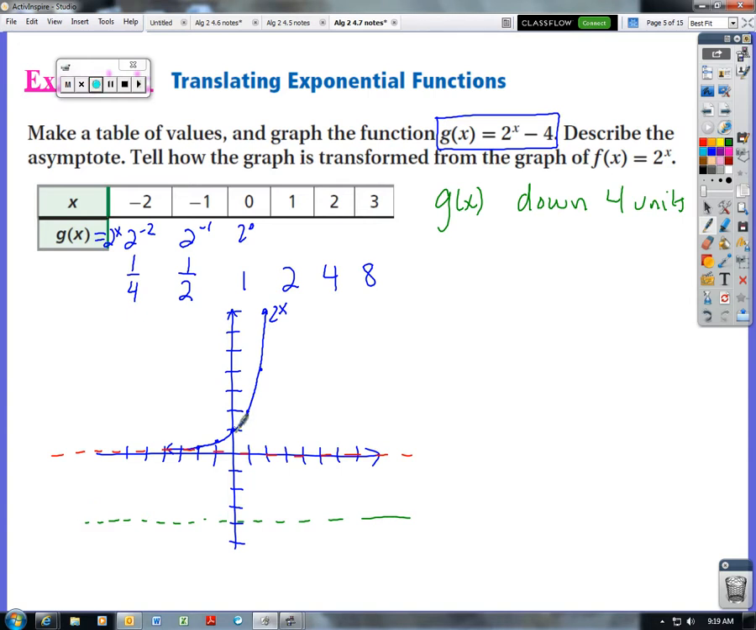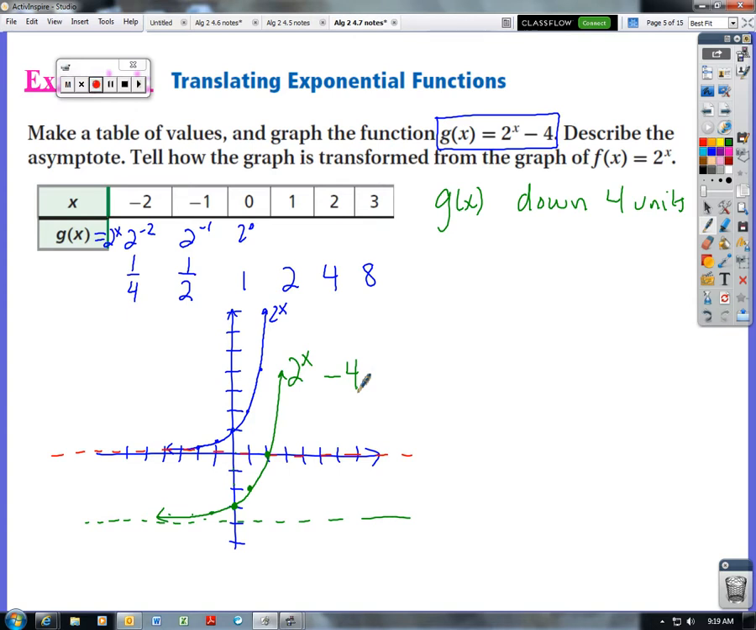So this point 0, 1, I'm going to simply count down 4 units. 1, 2, 3, 4. This point here, I'm going to count down 1, 2, 3, 4. This point down 1, 2, 3, 4. And that's good enough. I can move these down 4 too. 1, 2, 3, 4. And you know that these are going to be close to that asymptote. So this is 2 to the x minus 4.